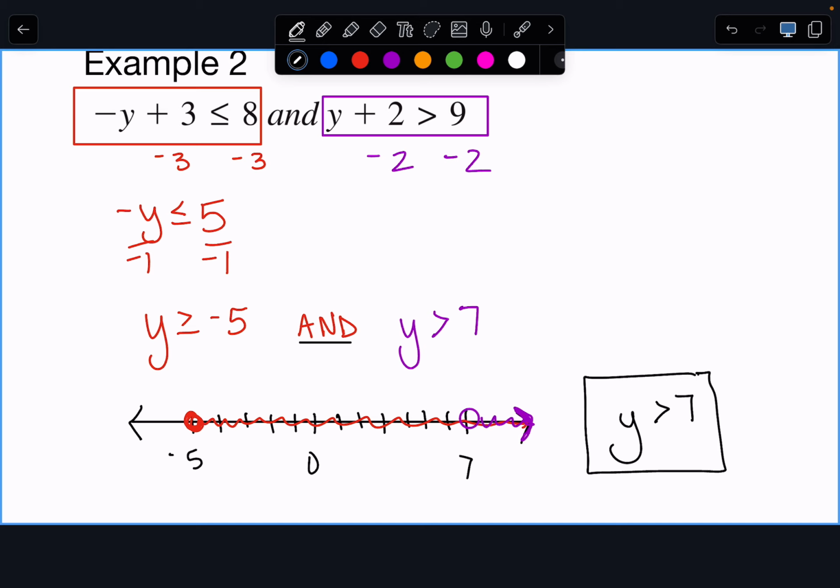So technically, if it was going to the left, would technically the one on the right have to overlap first? I don't know about first. It's just when you put them both on there, where's the overlap? Okay.